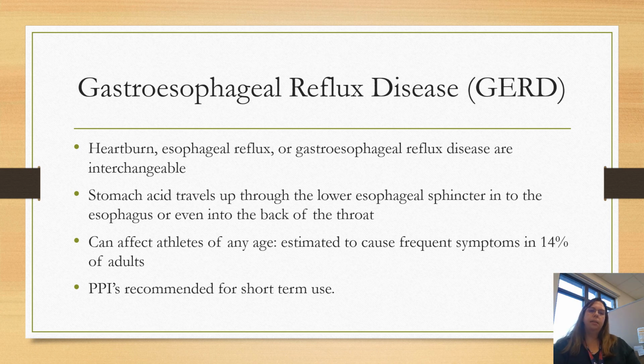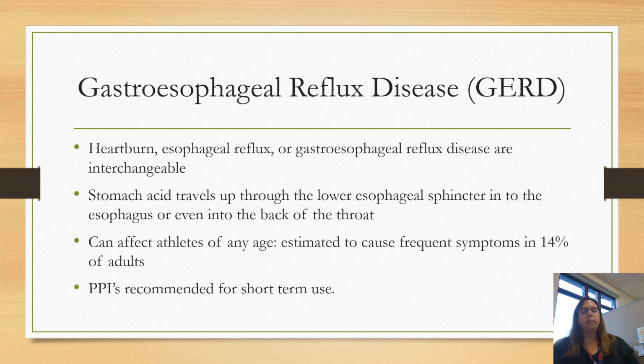So what's happening is that stomach acid travels up through the lower esophageal sphincter into the esophagus, or sometimes even into the back of the throat. Like we talked about in respiratory, GERD is a super common cause of chronic cough, okay? Or even hoarseness. It can affect people's vocal cords if the acid is traveling that far, okay? And GERD can affect athletes of any age, okay? And these symptoms are pretty common, affecting even 14% of adults.